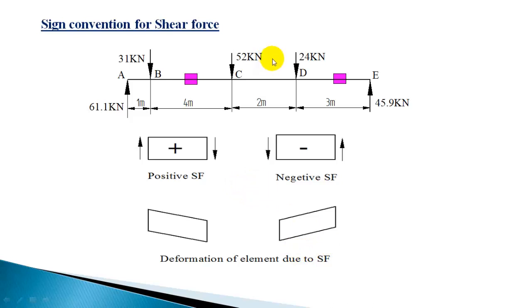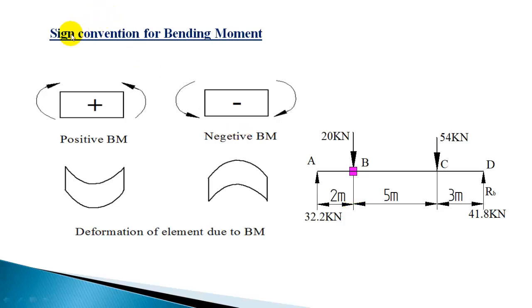So this is the sign convention used for shear force. Whenever you find the shear force at any section, when you take the left side summation, you should take upward positive, downward negative. If you are considering that section and calculating the shear force based on the right side forces, then you have to take downward positive and upward negative. Okay. Now let us see the sign convention for bending moment.